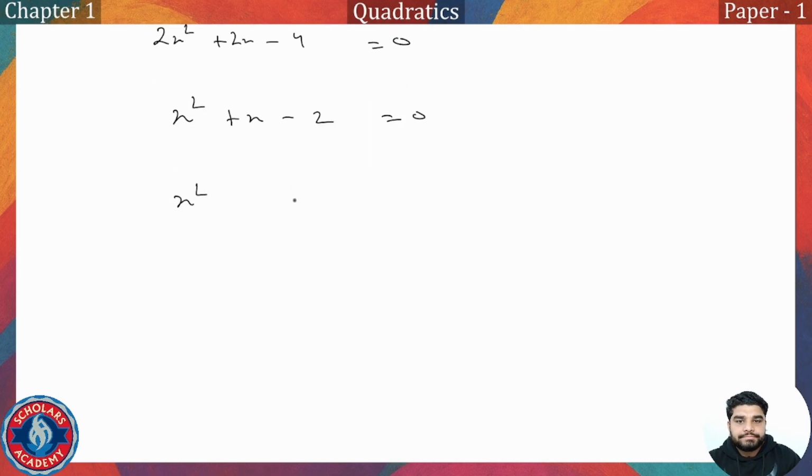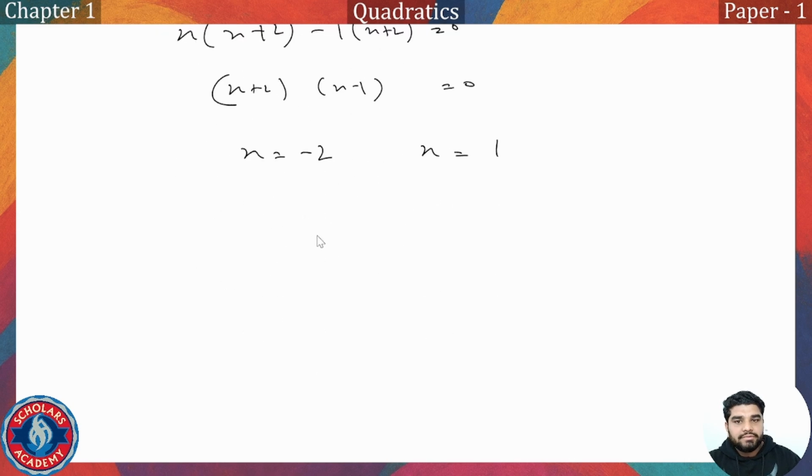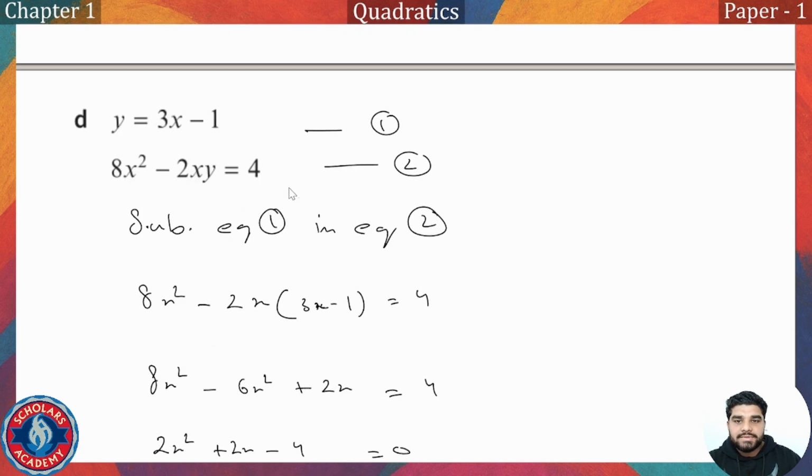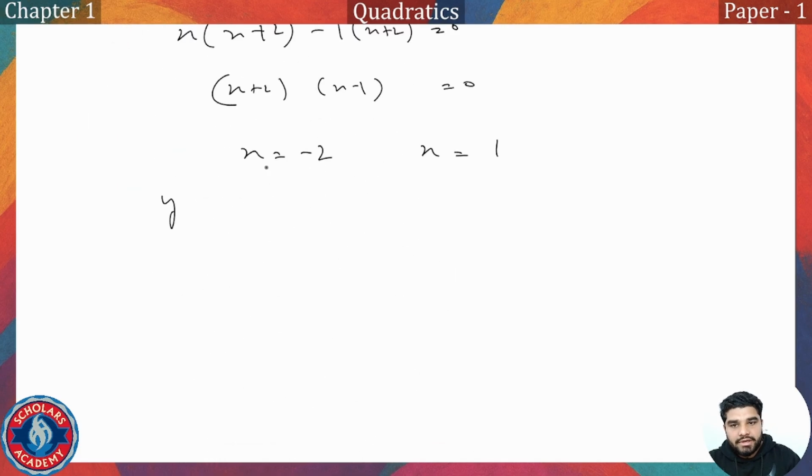If we simplify it, we can write it as x square plus 2x minus x minus 2 is equal to 0. So x plus 2 and minus 1 times x plus 2 is equal to 0. x plus 2 and x minus 1 is equal to 0. We get x is equal to negative 2, or x is equal to 1. So these are the two values of x that we are getting. You can substitute this in equation number 1, that is y is equal to 3x minus 1, and we can get our values of y.